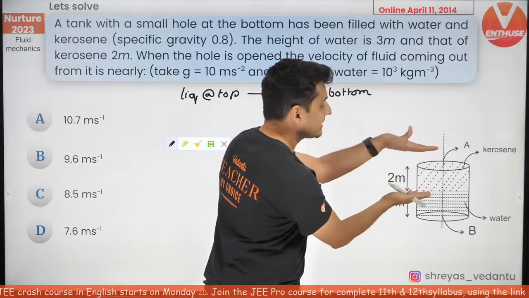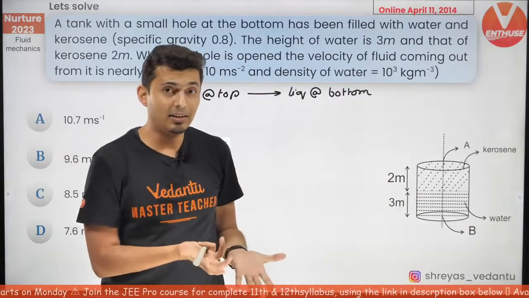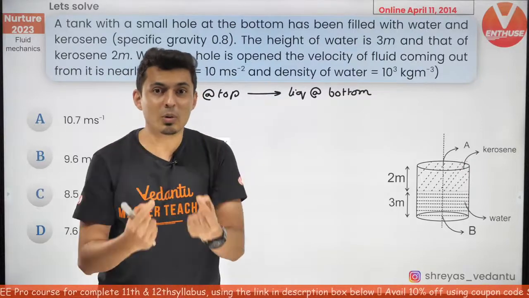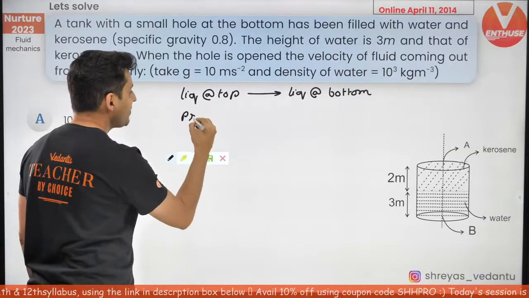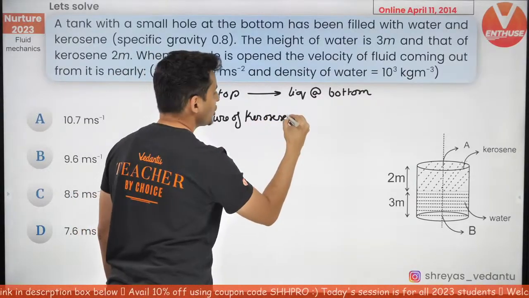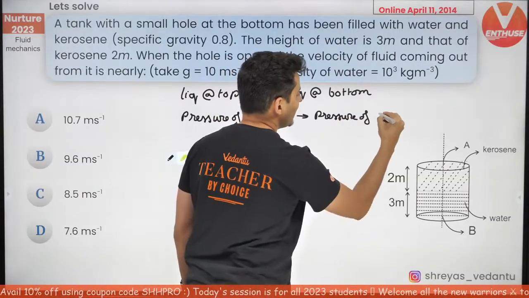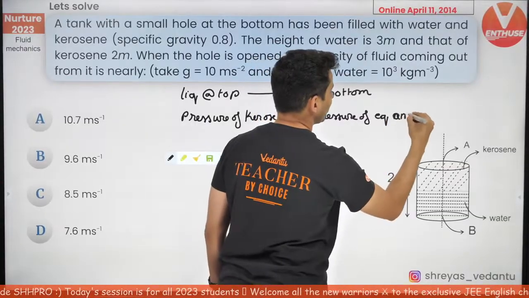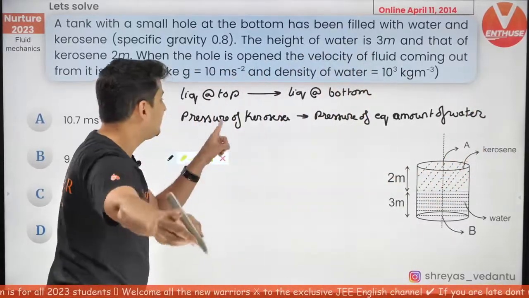If you want to convert kerosene into water, do you need less of water? Do you need more of water? Because kerosene is lighter. If you convert it into water which is heavier, you will need less amount of water. So that's the concept. So the pressure of kerosene should be similar to the pressure of equal or equivalent amount of water.